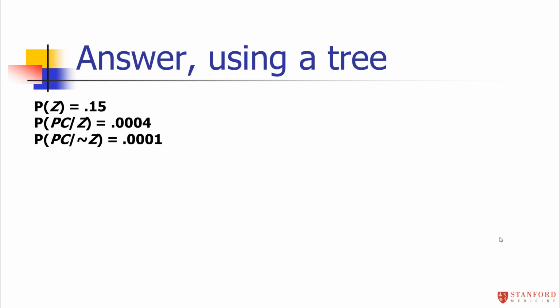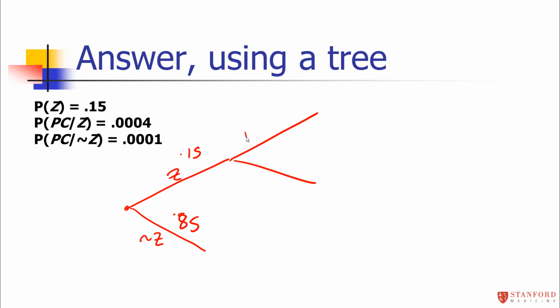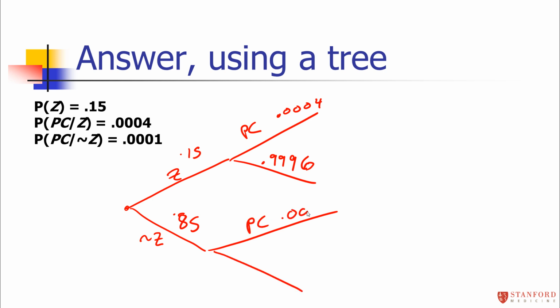So if we were going to do it on the tree, the first branch point is whether or not you were exposed. So your chance of being exposed to Z was 15%. Your chance of not being exposed to Z is 85%. If you're exposed to Z, your chance of pancreatic cancer is 0.0004, which means your chance of not having pancreatic cancer is 0.9996. If you were not exposed to Z, the pancreatic cancer risk was 0.0001, so your chance of not getting it is 0.9999.